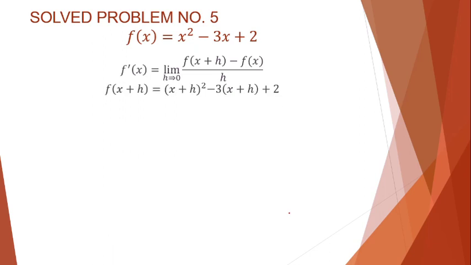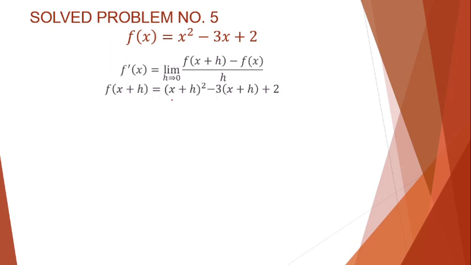Ito. So, una muna, bago natin i-apply itong formula, hanapin muna natin yung f of x plus h. Ngayon, you are going to substitute all the x's into x plus h. Yung f of x nyo ay gagawin yung x plus h. Ganon din dito. So, wala namang itatabi sa 2 kasi there is no x beside the constant 2. Ngayon, paano po naging ganito?